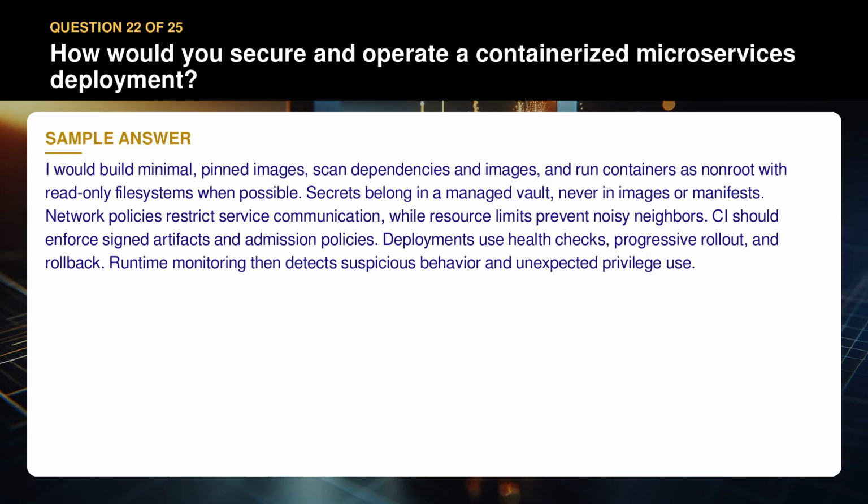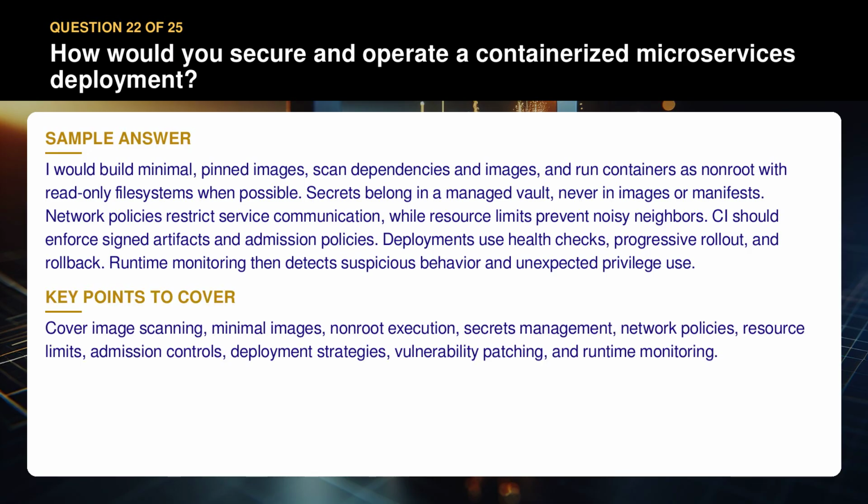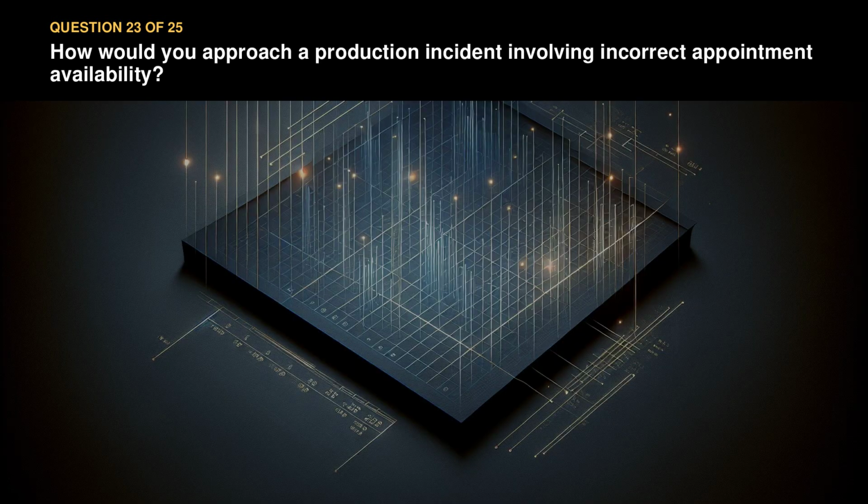Deployments use health checks, progressive rollout, and rollback. Runtime monitoring then detects suspicious behavior and unexpected privilege use. Cover image scanning, minimal images, non-root execution, secrets management, network policies, resource limits, admission controls, deployment strategies, vulnerability patching, and runtime monitoring.